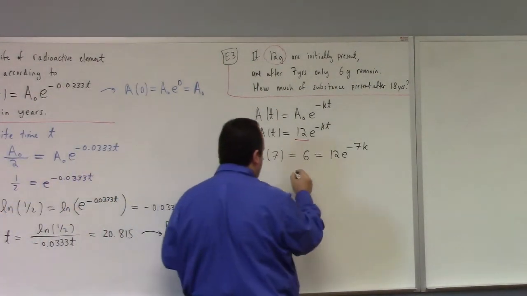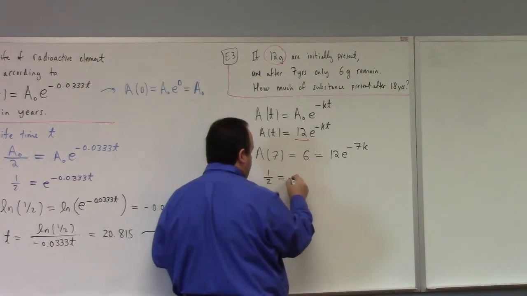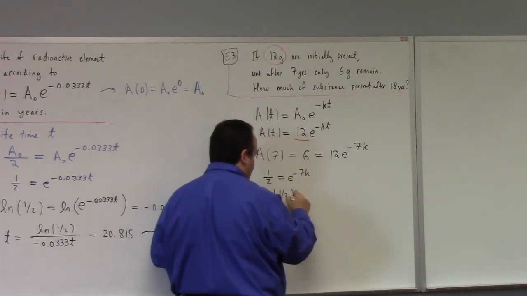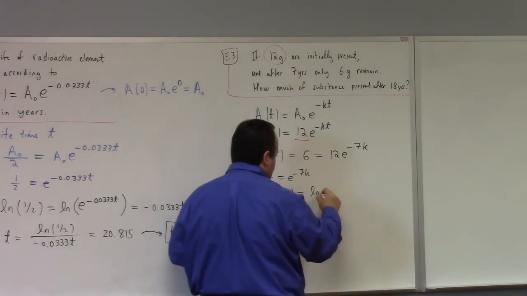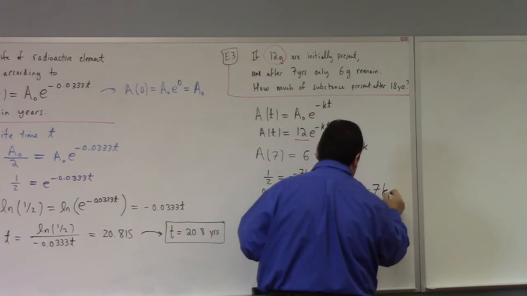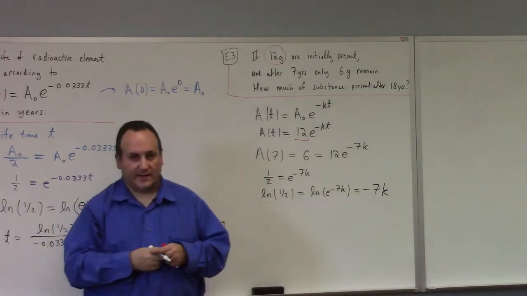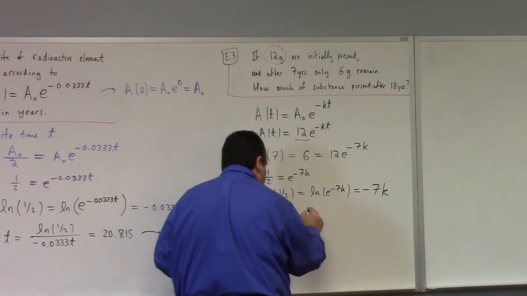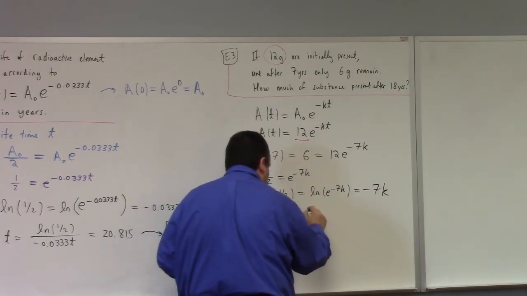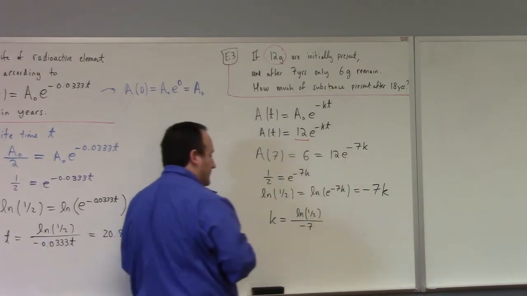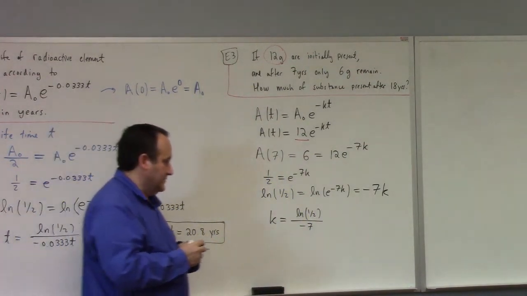We get 1/2 equals e to the minus 7k. We take the natural log of both sides. We get natural log of 1/2 equals the natural log of e to the minus 7k, which gives me minus 7k. Then I can solve for k. I get k equals natural log of 1/2 over minus 7. So what's my k equal to?